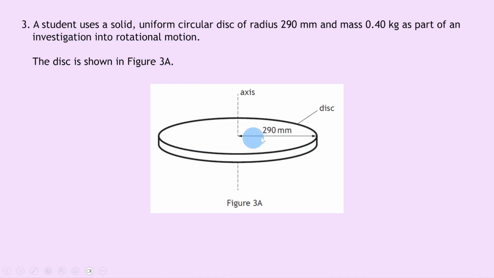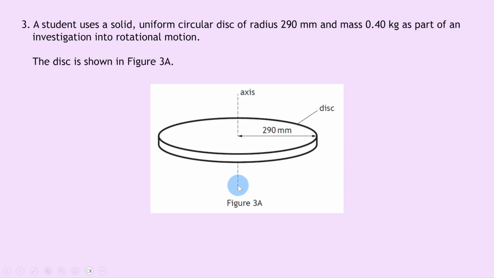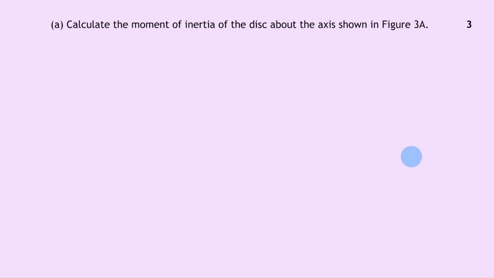So there's the disc with the radius shown of 290mm, and we're shown that it rotates about the axis of rotation through the centre. Part A says to calculate the moment of inertia of the disc about the axis shown in figure 3a, and there's 3 marks available here. Well, we just saw that the disc is rotating about its centre, so we're going to use the equation for moment of inertia of a disc from the relationship sheet.